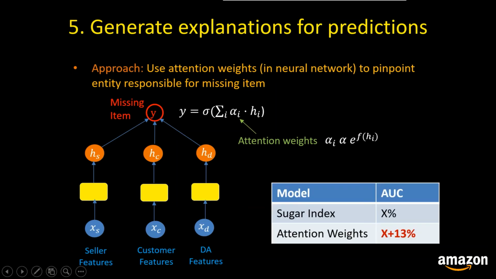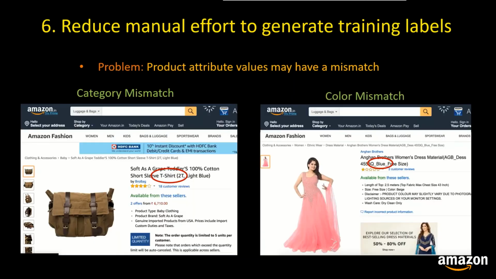Now, for the problem of identifying the entity responsible for the missing item, AUC of our attention weights model is 13% higher compared to a sugar index based approach. Here, the sugar index for an entity is the fraction of orders involving the entity that result in a missing item. Okay. Moving to the next slide.